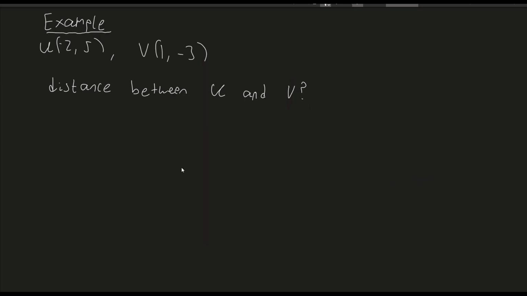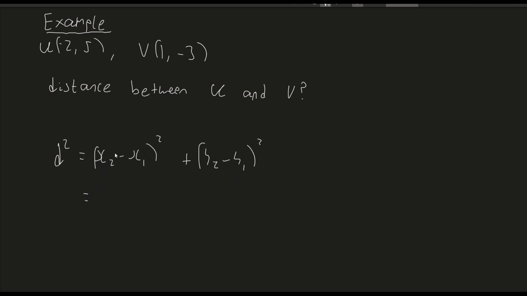So let's look at an example. Here we have the point U (-2, 5) and V (1, -3). And what I'm interested in is finding the distance between U and V. So again, we're going to get our distance formula, and I will write this as d squared equals (x2 minus x1) all squared plus (y2 minus y1) all squared. So this is the difference in x squared plus the difference in y squared.